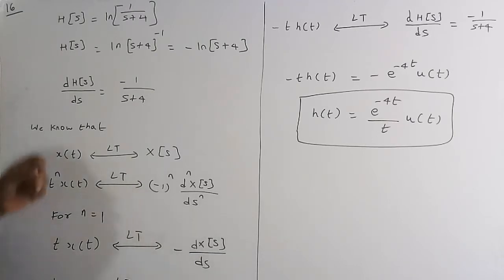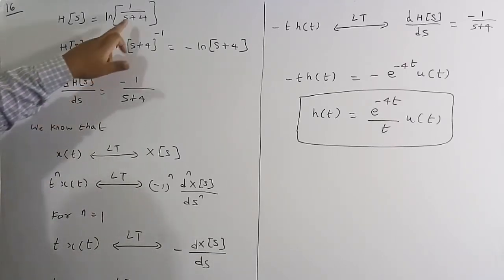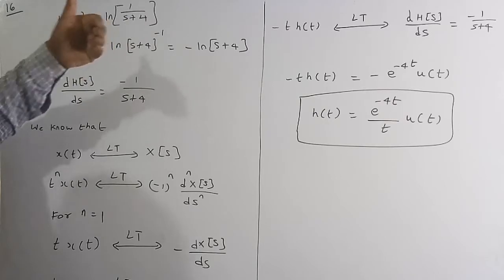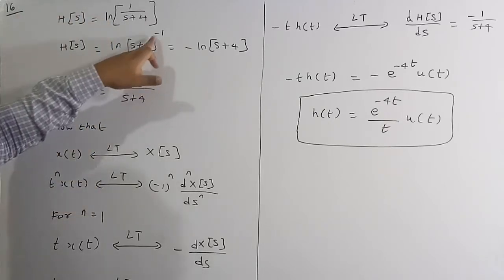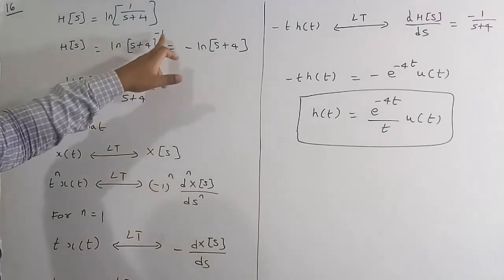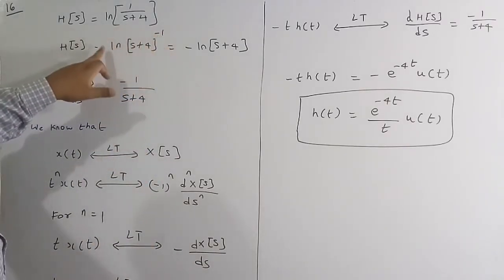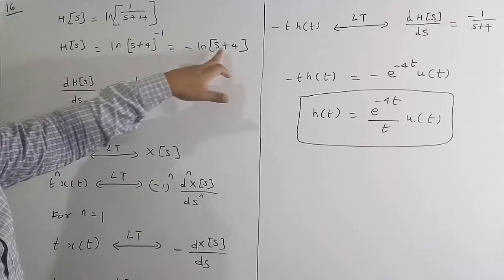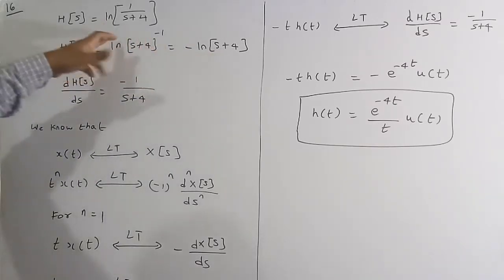Therefore, what I am going to do here is take 1 by s plus 4 upwards. So (s plus 4) to the power of minus 1, because 1 by x is equal to x to the power of minus 1. As it is a minus 1, it is going to come to the front. Therefore minus ln of s plus 4. So we can write it in another fashion.